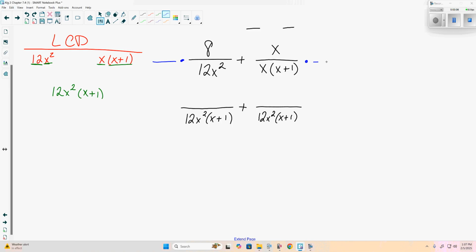All right. Now let's look back at both of these and see what they're missing. Now the one on the left, we already have the 12x squared taken care of. That already matches up. What is it missing, though? The x plus 1. So we're going to have to multiply x plus 1 on top and bottom so that we do have the denominators 12x squared times x plus 1. And we're going to have to multiply the numerator by it as well. So if we do this multiplication, 8 times x is going to be 8x. 8 times 1 is going to give us plus 8.